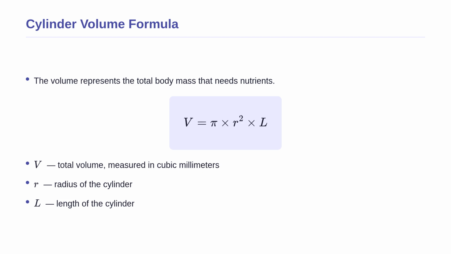Notice that in this formula, the radius is squared. This is a critical mathematical detail. It means that if the worm gets thicker and its radius increases, the internal volume grows much faster than the surface area. A rapidly growing volume means more internal mass that desperately needs to be fed.